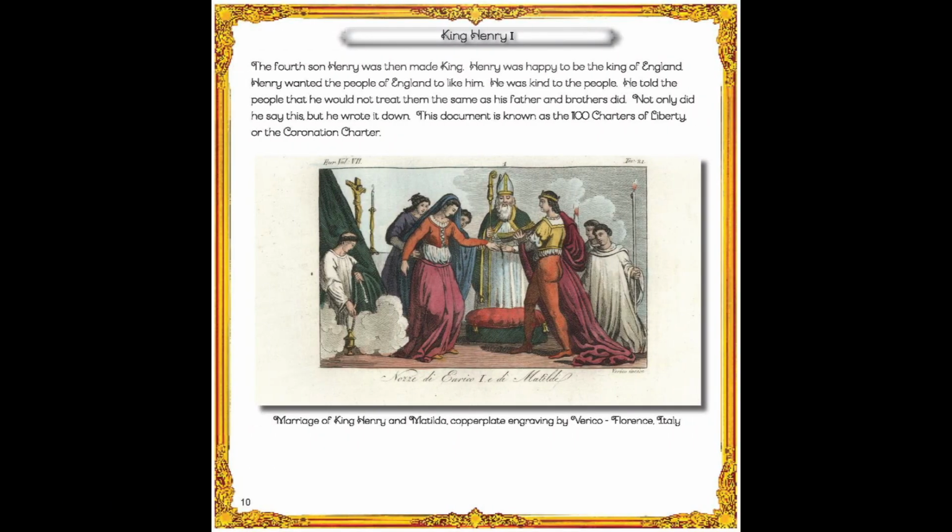The fourth son, Henry, was then made king. Henry was happy to be the King of England. Henry wanted the people of England to like him. He was kind to the people. He told the people that he would not treat them the same as his father and brothers did. Not only did he say this, but he wrote it down. This document is known as the 1100 Charters of Liberty, or the Coronation Charter.